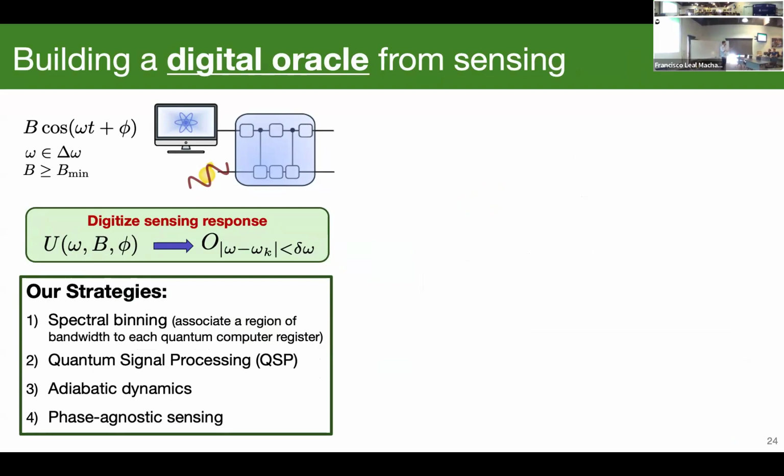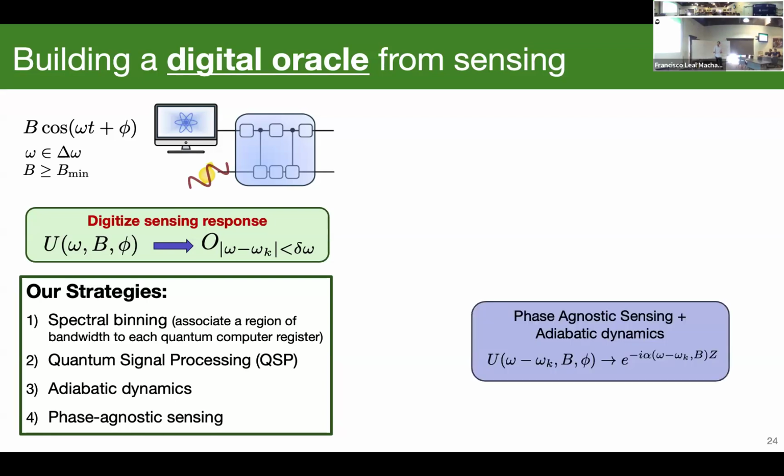It's going to be in multiple layers, and we're going to start from the core one, on which we use a form of phase agnostic sensing and adiabatic dynamics to effectively take our evolution and remove the phase information. Okay?